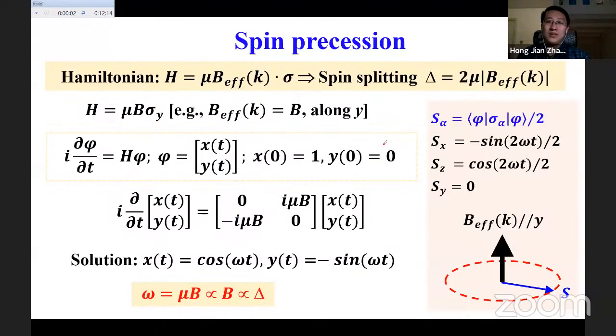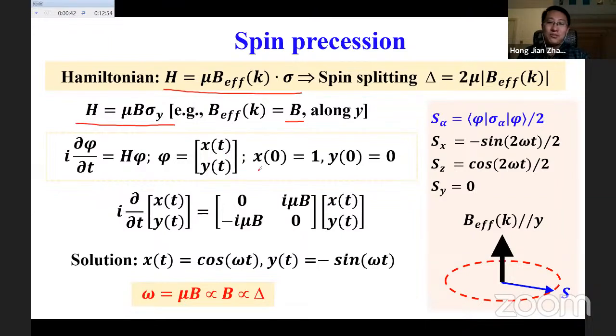Another concept we would like to introduce is the spin precession. Typically the effective Hamiltonian is given by this. And if we assume, for example, that the effective magnetic field at the K point is along that direction with the magnitude of B, then the effective Hamiltonian is given by this one. This Hamiltonian contains no time, so it is stationary and you can solve the stationary Schrodinger equation. And we can also solve the time-dependent version of it. It will arrive at a spinor with two components, the component X(t) and the component Y(t).